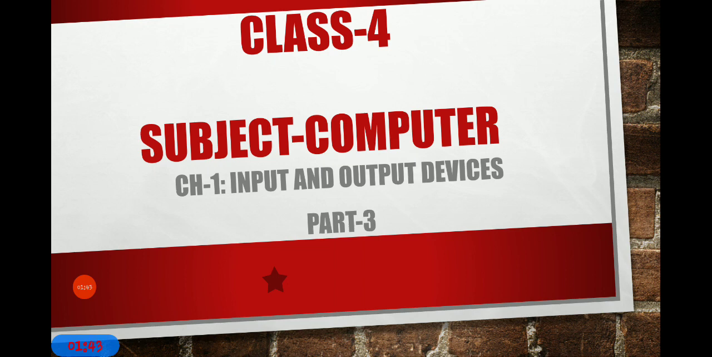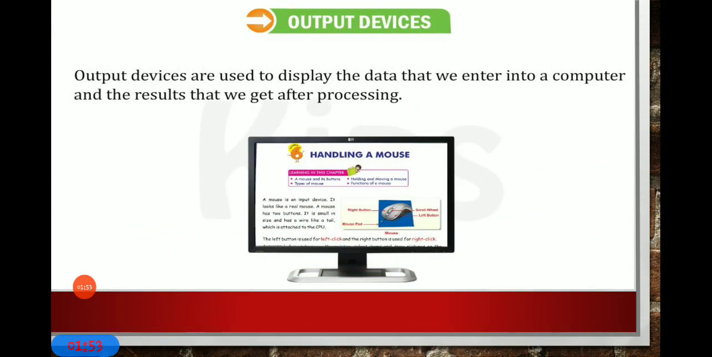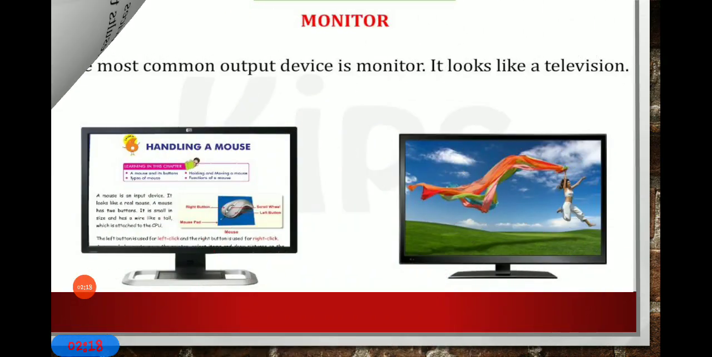So let's begin. First of all, we already learned input devices, so now in this part, let's learn output devices. Output devices are used to display the data that we enter into a computer. With the help of the keyboard, whatever data or information you enter into a computer is displayed on an output device. And the result that we get after processing you can also see on an output device. So which are they?